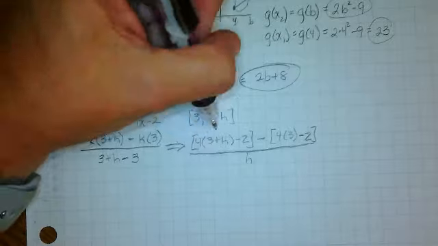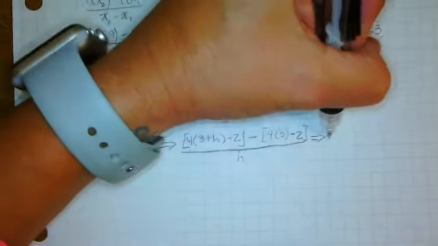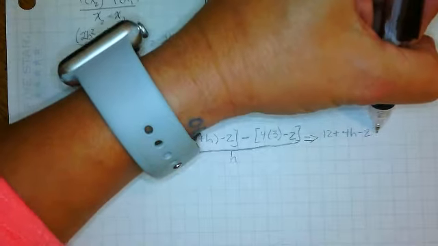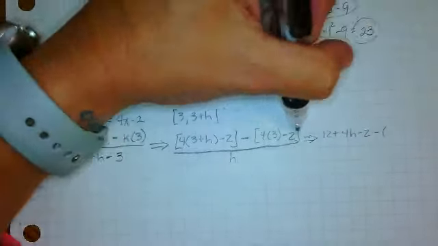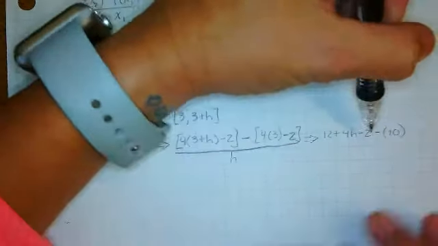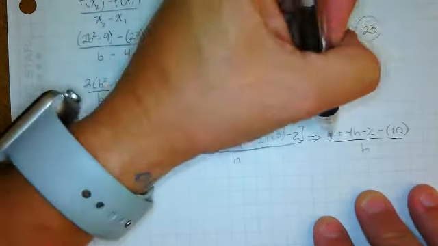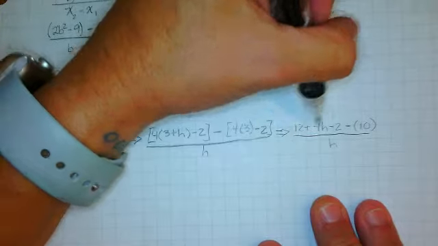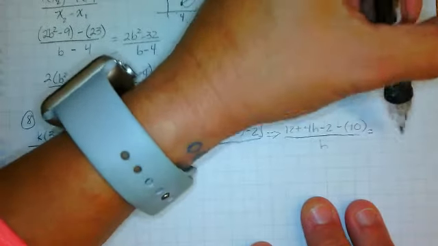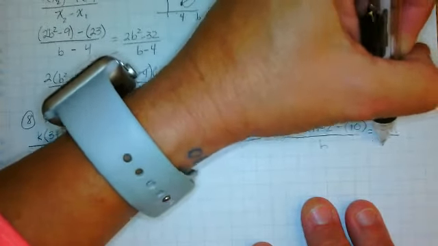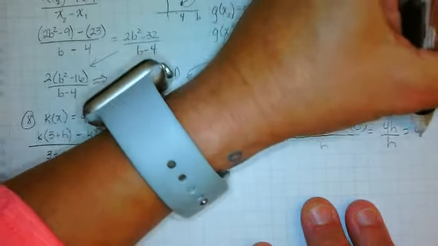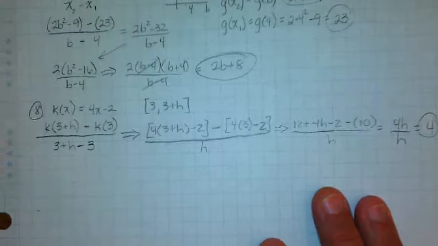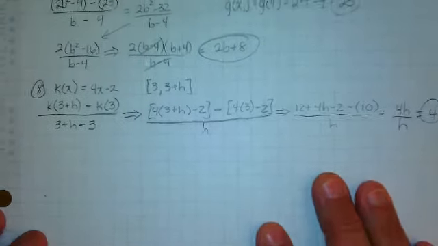So the bottom rule is going to be real easy. You've got 3 plus h minus 3. It's just going to be h. Simplify. 12 plus 4h minus 2 minus 12 minus 2, 10. I didn't need parentheses, over h. 12, hey, that's pretty cool. You get 4h over h, and your slope is 4.